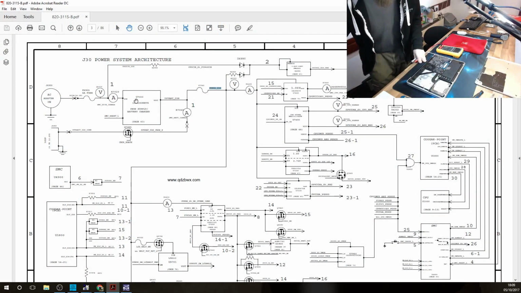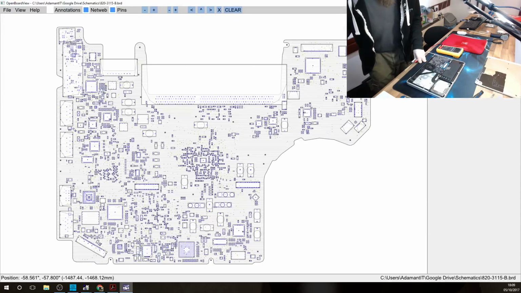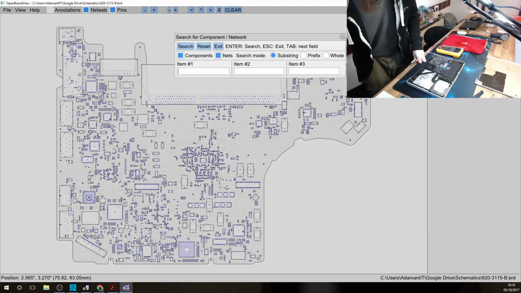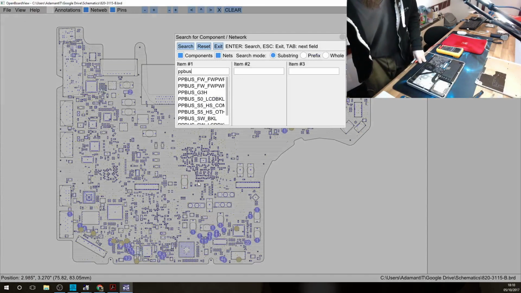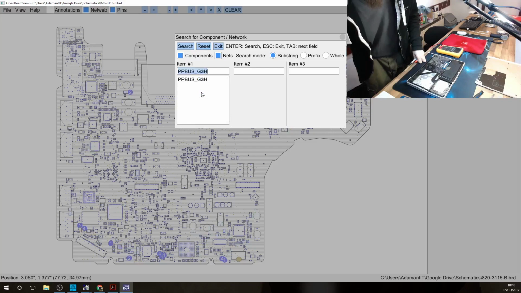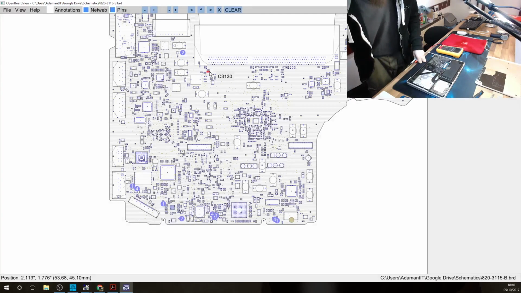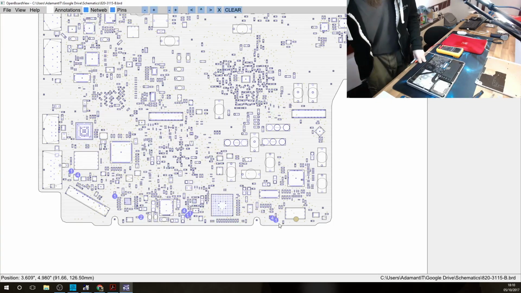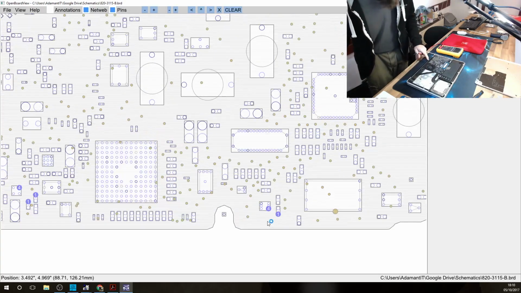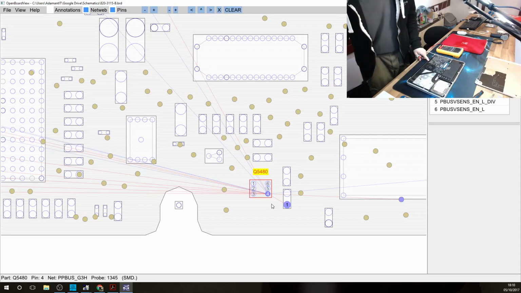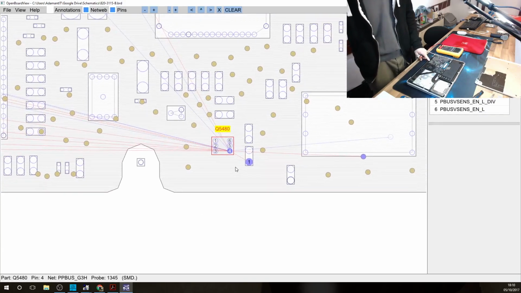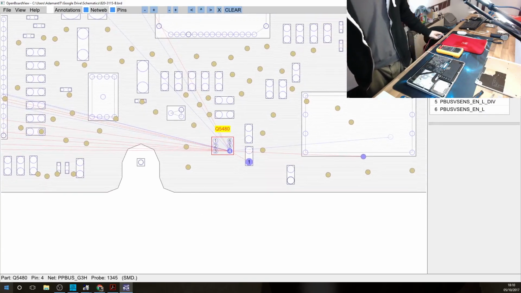Right, so that comes off of the U7000, which is probably in the wrong place. To be honest, if I just search for PPBus underscore G3 hot on the board view, we'll come up with half a dozen places immediately. Yeah, here we go. So we've got some spots around here that we can look at. Let's go for this one down here. Cool, right, let's zoom in so you guys can see what I'm doing.